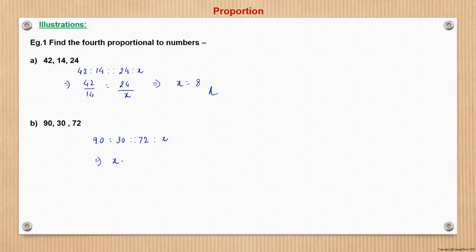So what can I write? I can write this as 90 by 30 will be 72 by x. Here 30 will divide 90 three times, so x is nothing but 24. Very straightforward and simple approach.